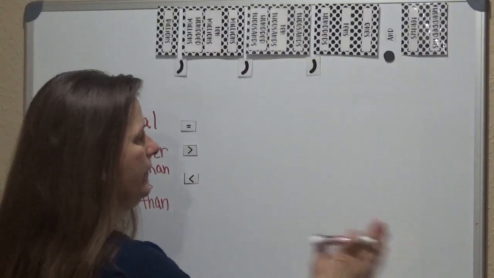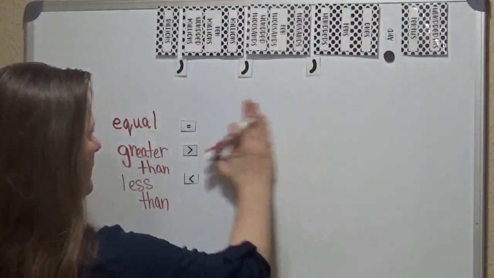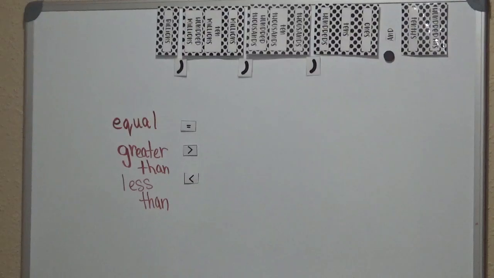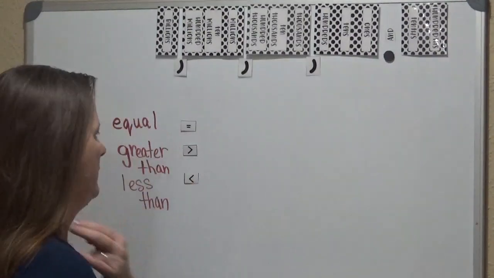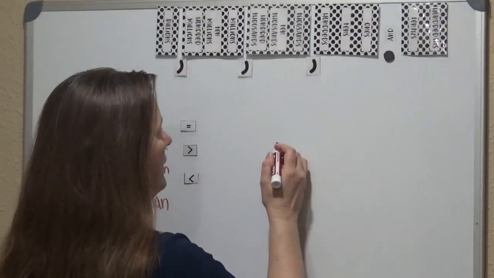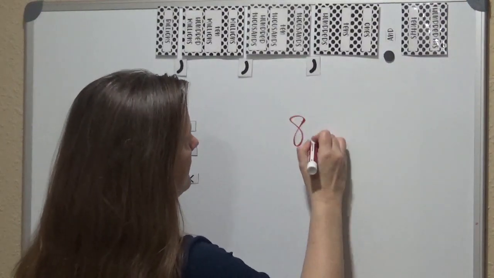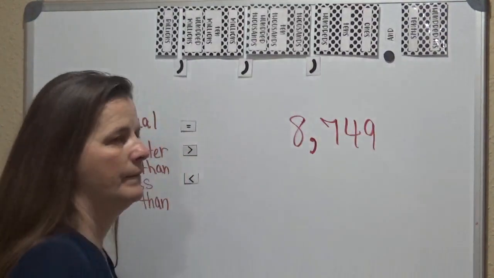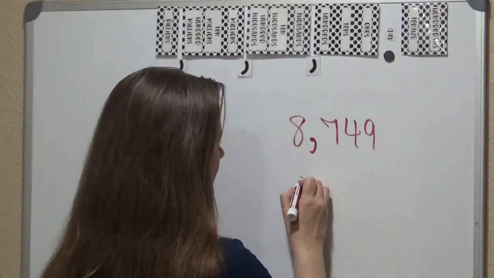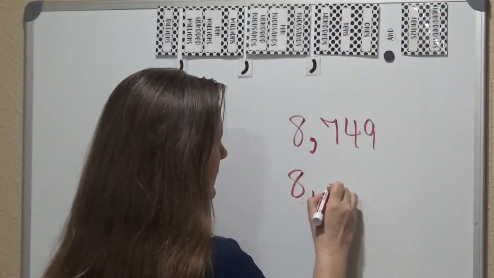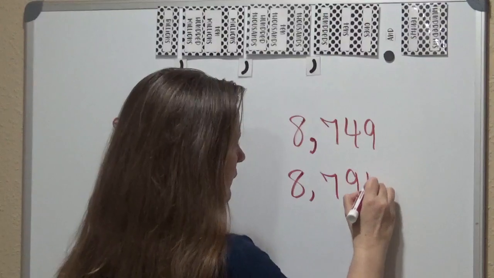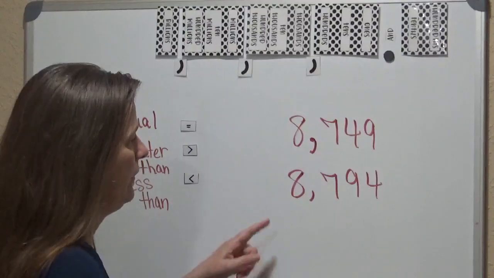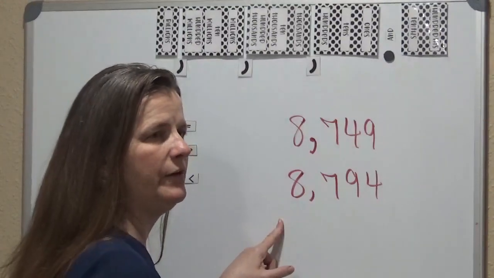So let's go ahead and take a look at some numbers. So what if we have, and we'll just go with, let's see, we have 8,749. And then we have 8,794. A lot of times you will see that they're going to try to trick you. So you start from the left and you work your way to the right.